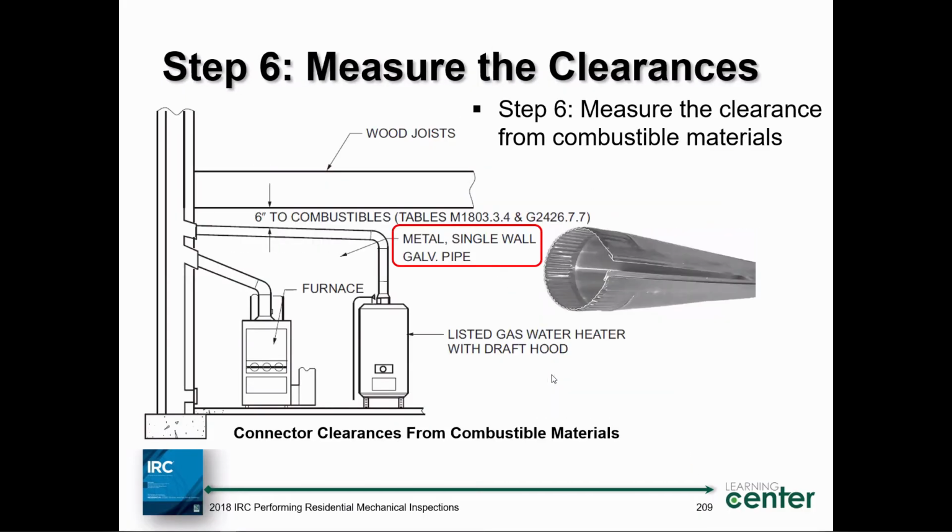I showed you a table before. Remember that table I showed you that was a cool table in your workbook? I said, this is a table to measure the connector clearance to combustibles. Remember? If I use single wall metal pipe like this here, as an inspector, I need to make sure that you do not have less than 6 inches to combustible materials, right? And here are your tables right here. There's actually 2 of them. Right here in chapter 18, this is for oil burning appliances, and this is your table right here in chapter 24 for gas appliances, 2426.7.7.